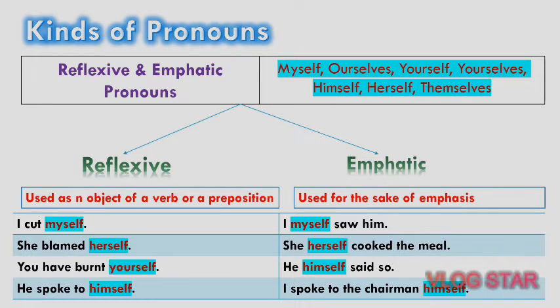On the other hand, if we take the example, I myself saw him, here the self pronoun myself has been used after the subject, or it directly qualifies the personal pronoun I, and it is used for the sake of emphasis, that I myself saw him. I did the particular work myself. So here that particular self pronoun has been used emphatically. So here is the basic difference between reflexive pronouns and emphatic pronouns.